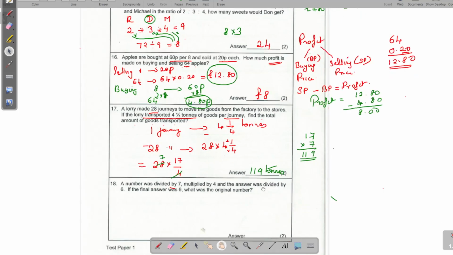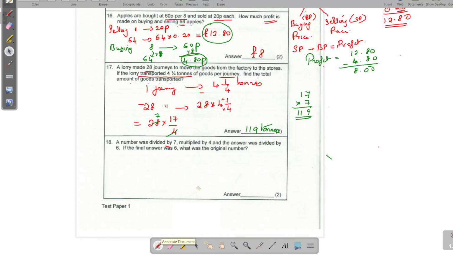Question 18. A number was divided by 7. A number was divided by 7 when the answer was multiplied by 4. Then you get another answer, and that was divided by 6. And final answer was 6. So we need to find original number. This is what we are going to find.